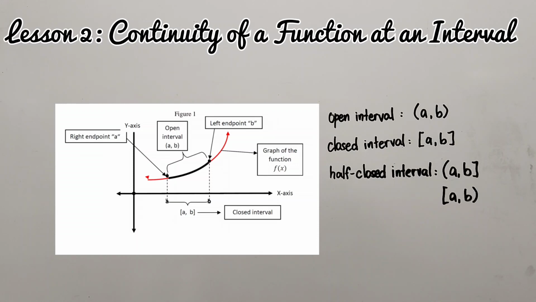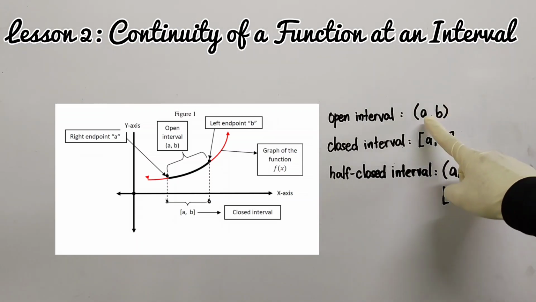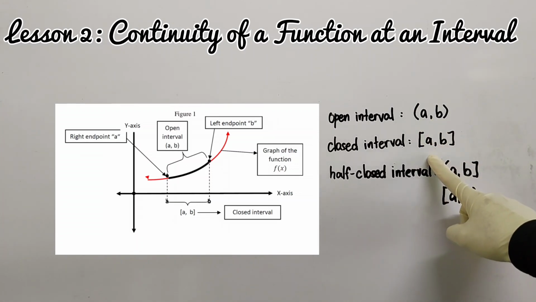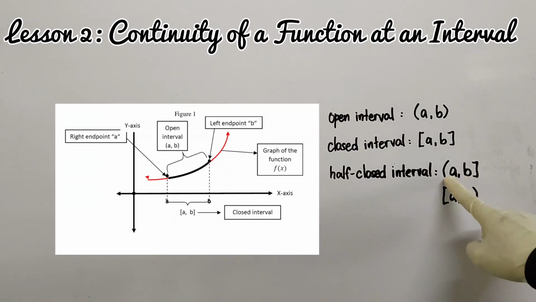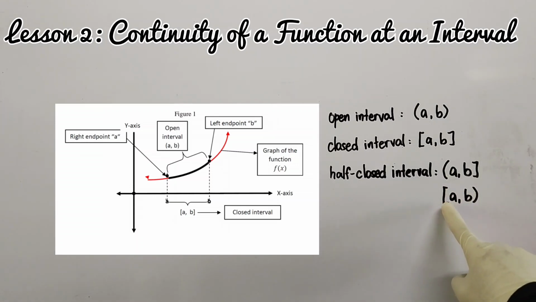For open interval, the endpoints a and b are not included. In this case, since this is an open interval, these 2 points are not part of the values of x. For the closed interval, we are using brackets. So meaning to say, these 2 points are included in the values of our x. For the half-closed interval, we are using one parenthesis on one side and a bracket on the other side. In this case, b is included and a is not. And for the second, a is included, b is not.